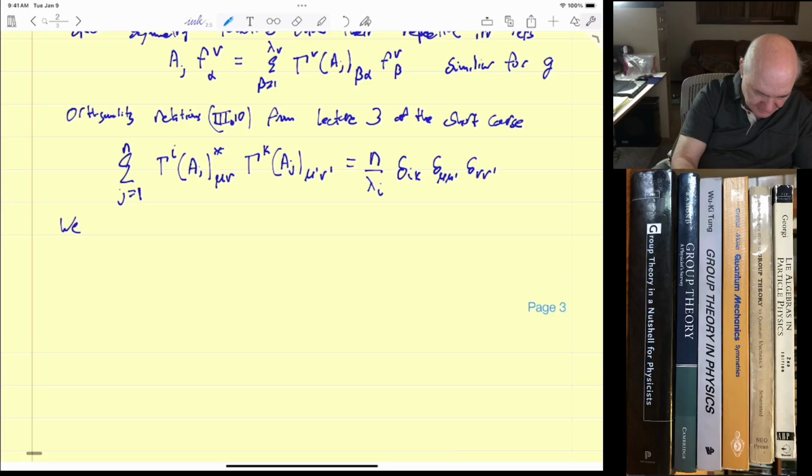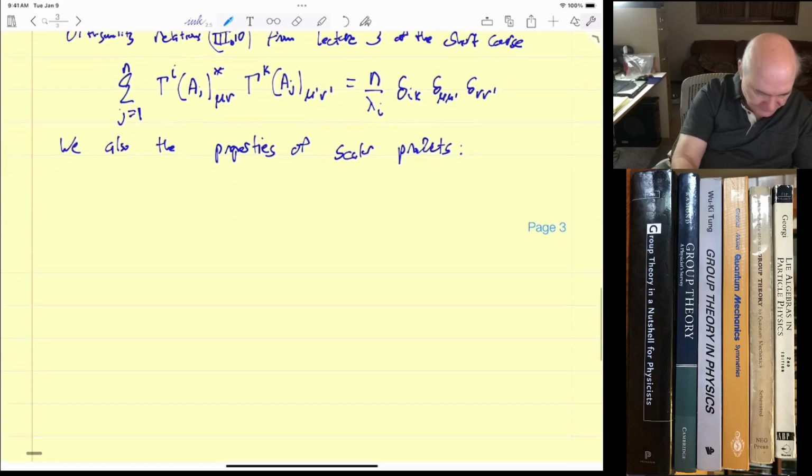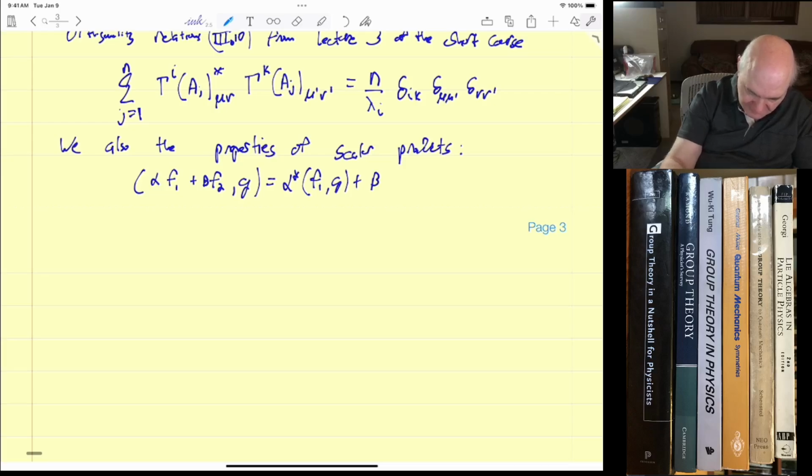We also use the properties of scalar products. You should be fairly familiar with this one, assuming you've taken a linear algebra course or a quantum mechanics course. It's anti-linear. This alpha star is what makes it anti-linear on the first argument, and be careful, mathematicians do it in reverse, unfortunately. And linear on the second argument.